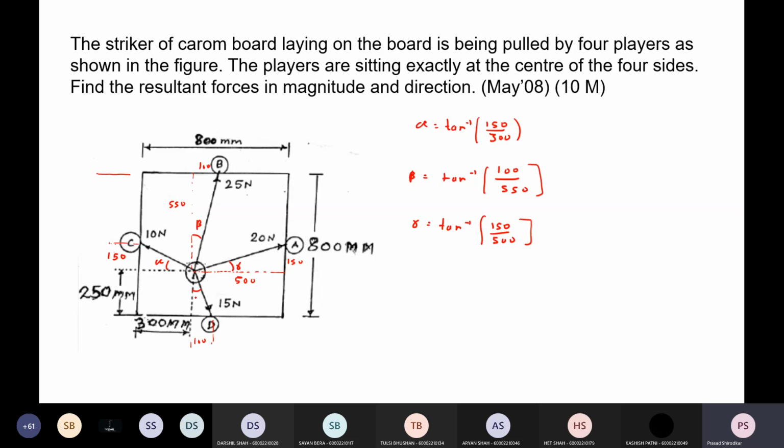Let's call this as theta. Let's call this as phi. Theta might be used somewhere. Phi is equal to tan inverse 100 by 250. Okay, so calculate all the angles.